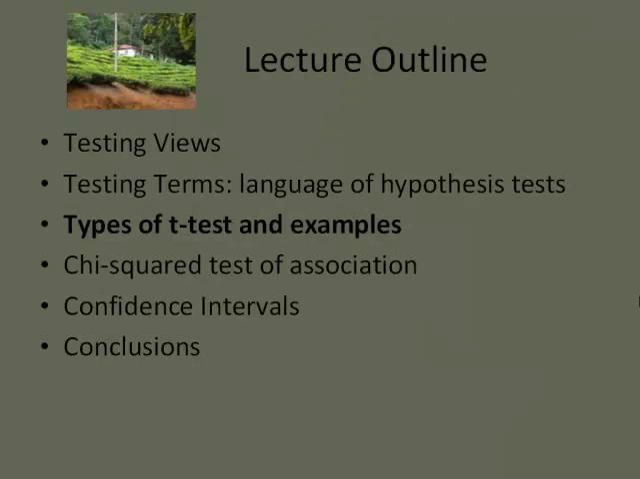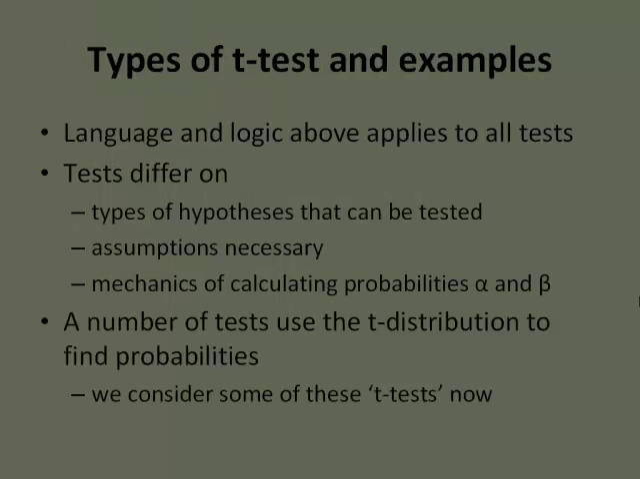Okay, enough grand theories. Let's just go through lots of examples. So types of tests and examples. The language and logic of that applies to all tests. So the difference is the kind of hypotheses you can test, the assumptions that you need to make, and then the maths, how you work out those probabilities, alpha and beta if possible. Some tests use this t-distribution, which is very similar to the normal, just slightly wider. Started looking at those in workshops, we'll carry on. Let's look at some of those.